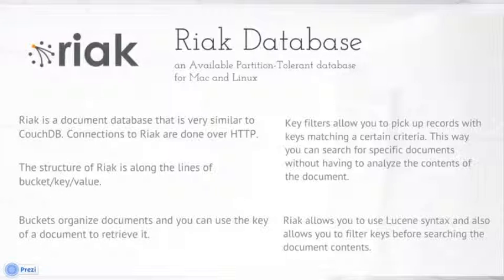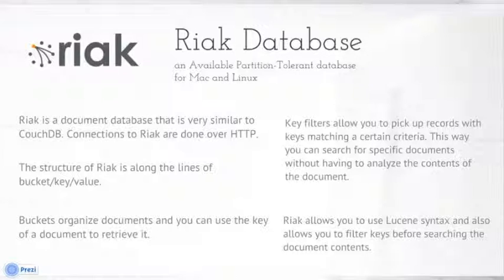The Riak database is an available, partition-tolerant database for Mac and Linux. Riak is a document database that is very similar to CouchDB. Connections to Riak are done over HTTP. The structure of Riak is along the lines of bucket, key, value stores. Buckets organize documents and you can use the key of the documents to retrieve it.